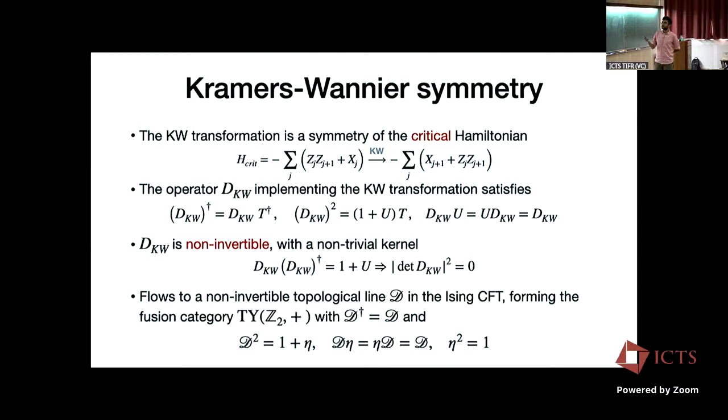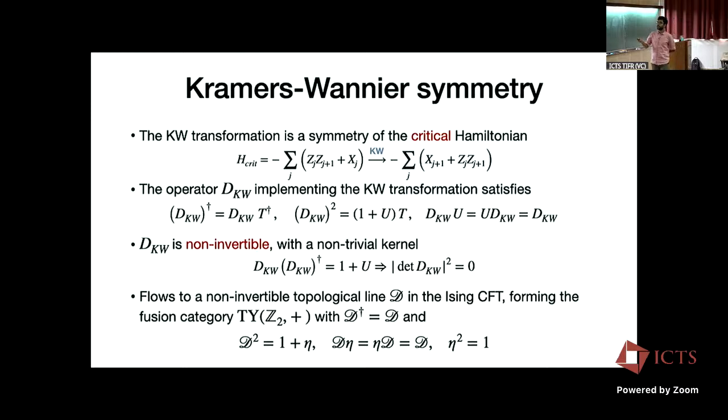In the IR, we know that this Hamiltonian flows to the Ising CFT. What does this operator flow to? It must become some operator in the IR. It flows to a topological defect line called curly D in Ising CFT. It's a non-invertible line, meaning if you compute the fusion rules in the CFT of this line with itself under parallel fusion, you get this fusion category, whatever that is. Essentially, it contains an invertible line and a non-invertible line, which fuse like this. So it's very reminiscent of this symmetry algebra.